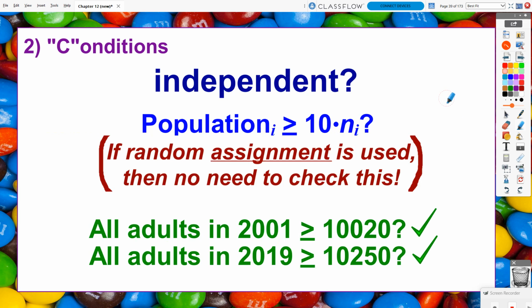Number 2, the independent condition. Now, if random assignment is used, then we don't necessarily need to check the independent condition. But there were random samples in this problem. And so what we need to do is use the independence check for each of our populations. And there were two separate populations. We had all the adults in 2001 and all the adults in 2019. And we can safely say that there were 10,020 and 10,250 adults in both of those years. I'm assuming we're looking at this nationwide.